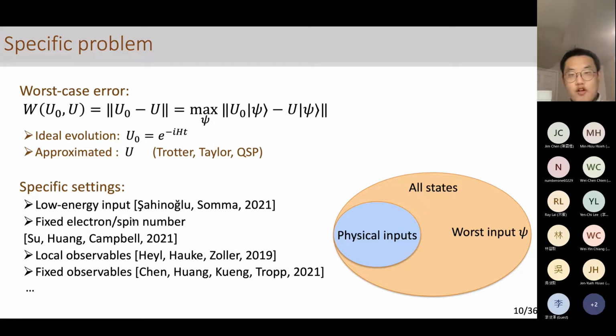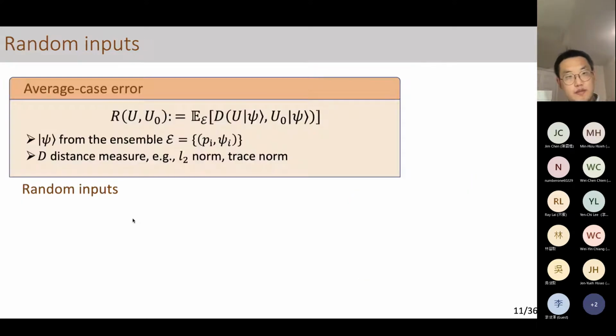And here in our work, we provide an alternative way to quantify the error in the quantum simulation. It's about the average case error. We want to know the average performance from a given ensemble. We randomly choose the state psi_i with a probability p_i. Then we want to know the average error for this ensemble. Here, the distance of the output state can be quantified by different distance measures like the L2 norm or trace norm.